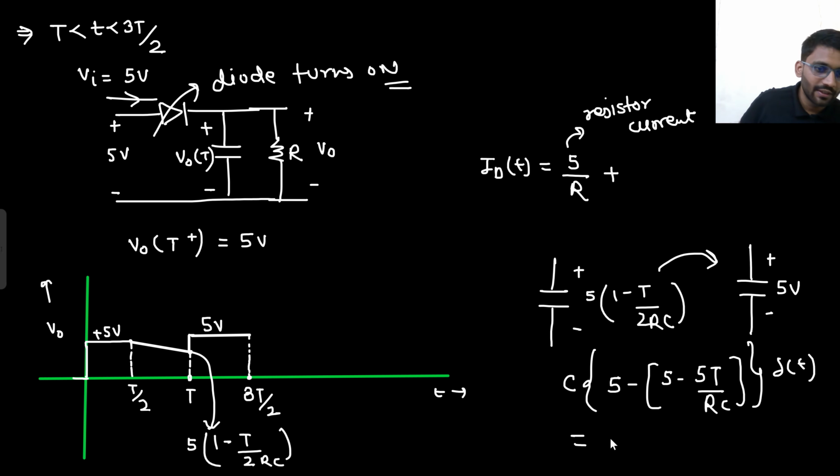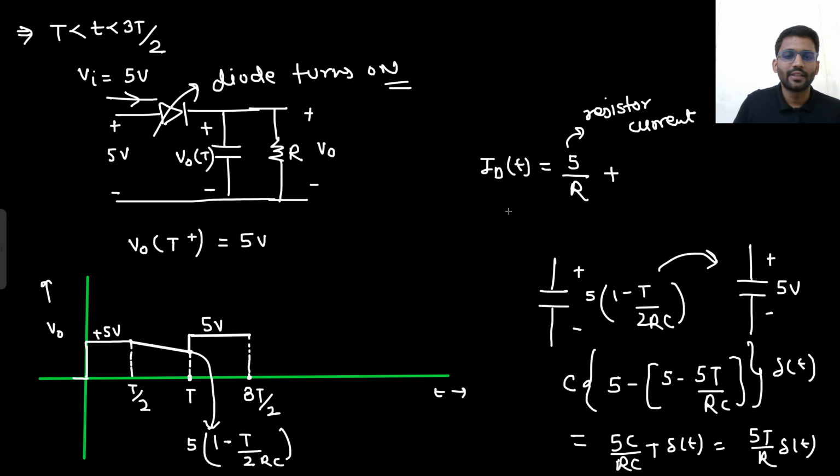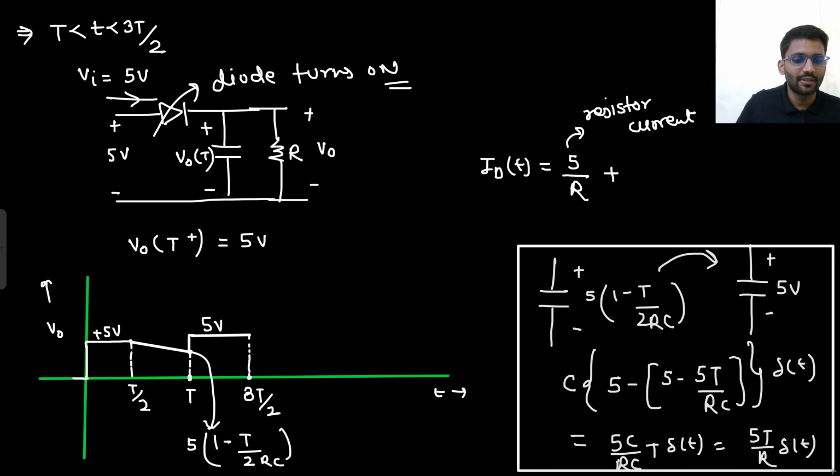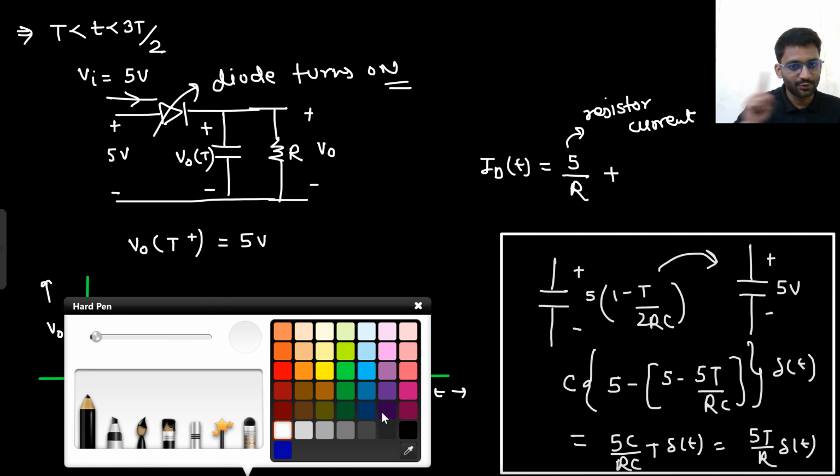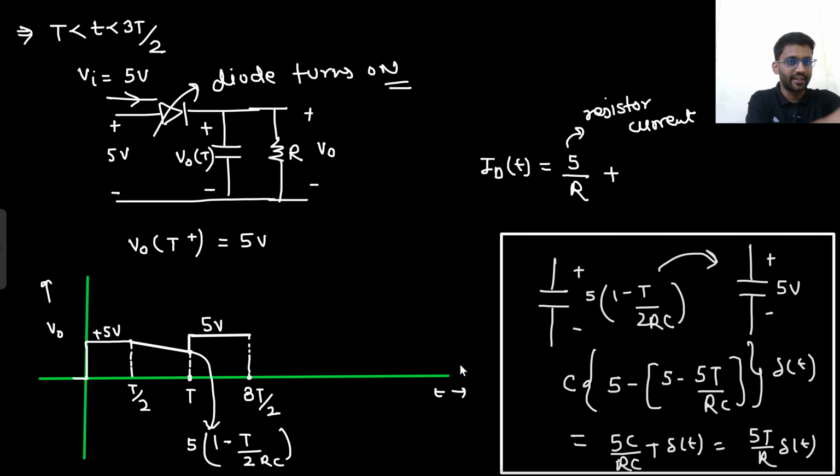So this current would be 5C by RC into t delta T, so that would be 5t by R delta T. Did you understand this point or not? This is a very typical concept and no one in the GATE industry is going to teach you, but I will show you the question which has come in the GATE examination from this particular concept, and that question was tougher than this one. There one more concept will be used. So before that we are solving the easier question.